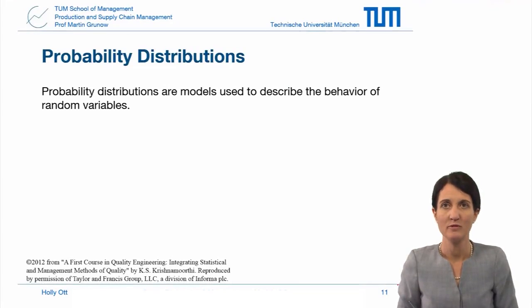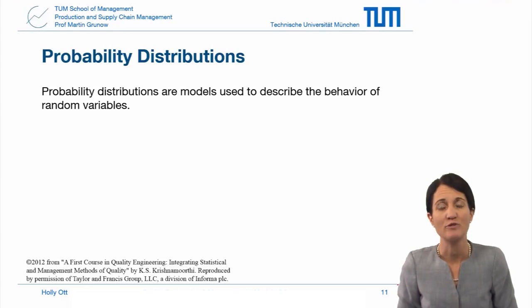Although a random variable may seem to behave in a haphazard or chaotic manner to us, statisticians have found that these variables follow certain patterns and that the behavior can be captured in models. These models are called probability distributions, and they can be represented by formulas, graphs, or tables.